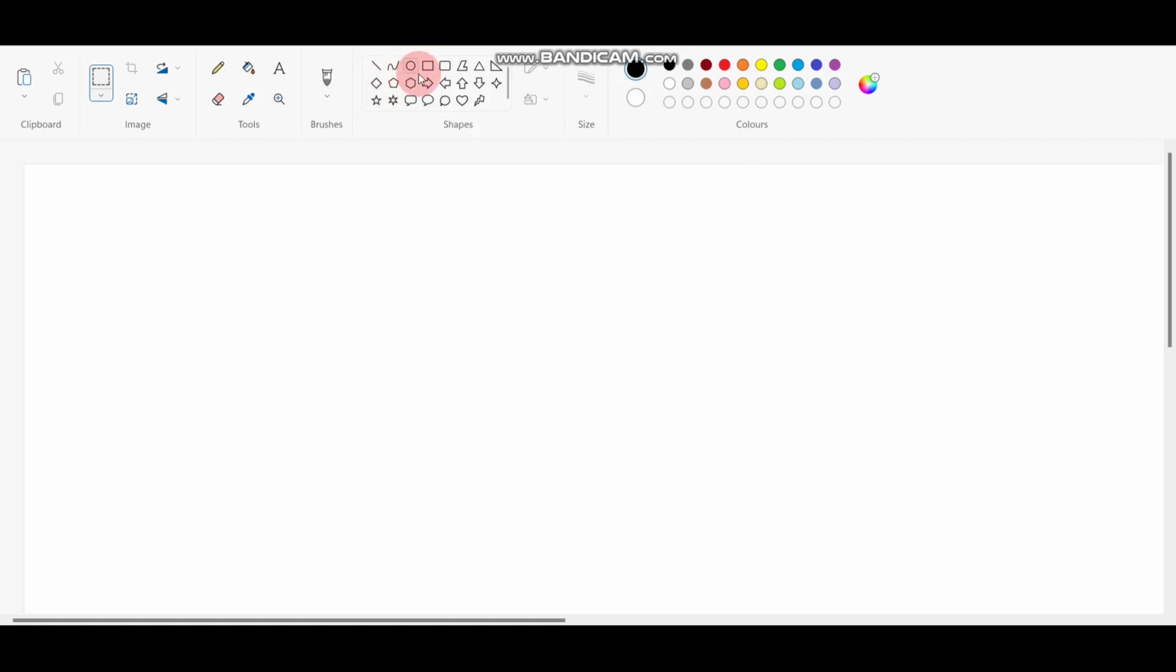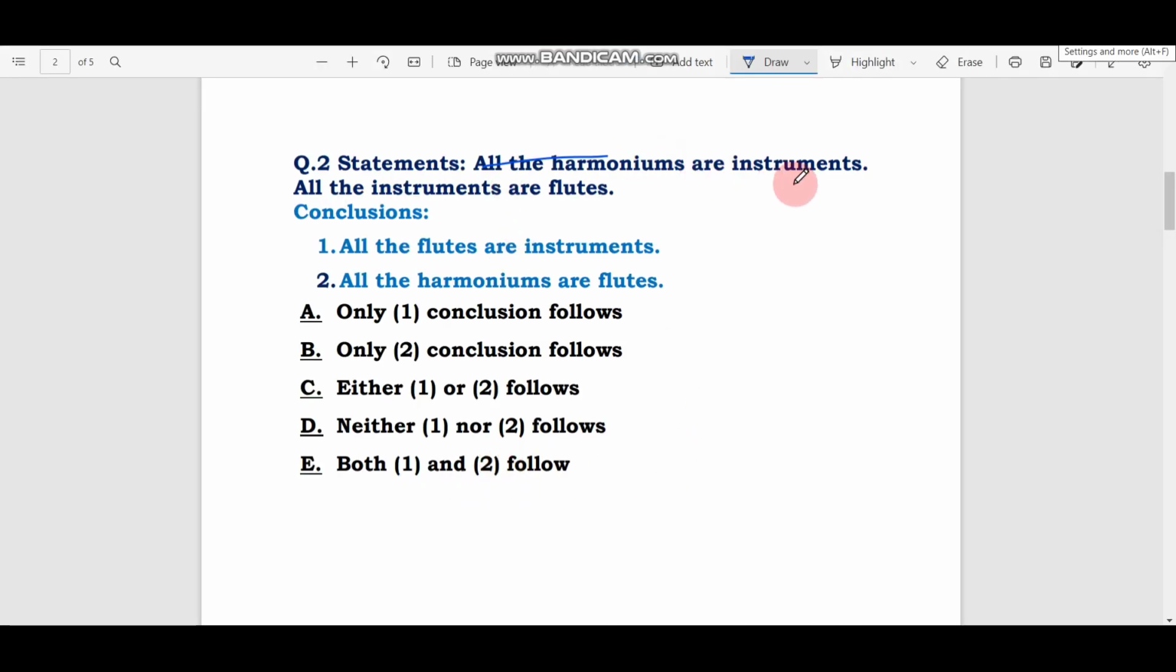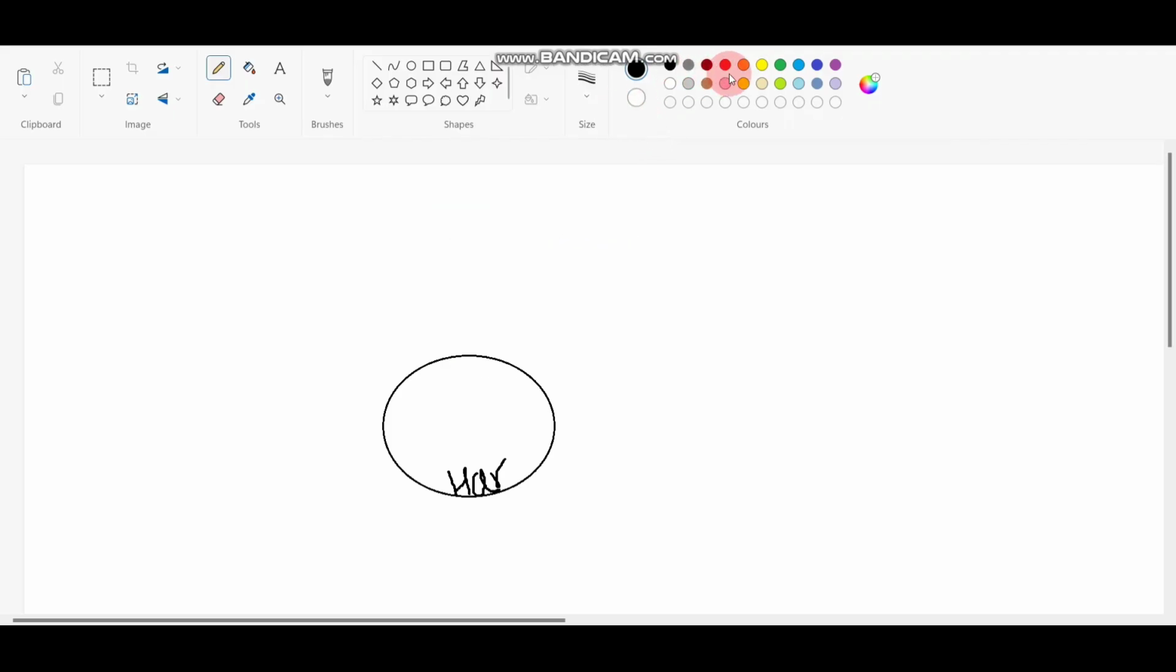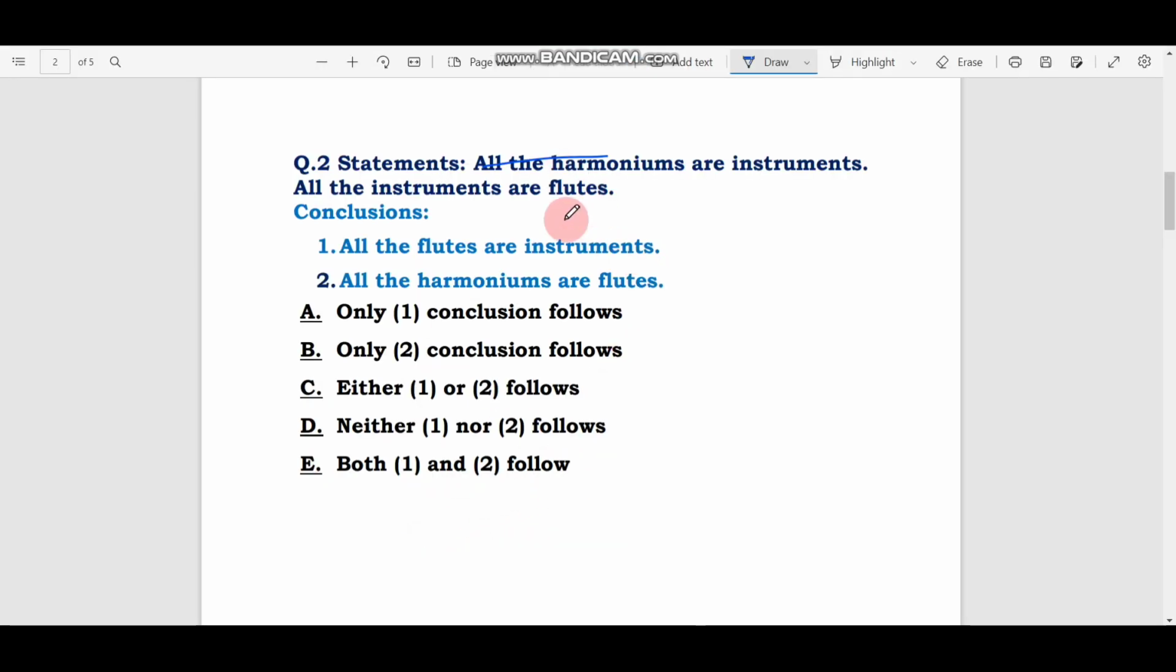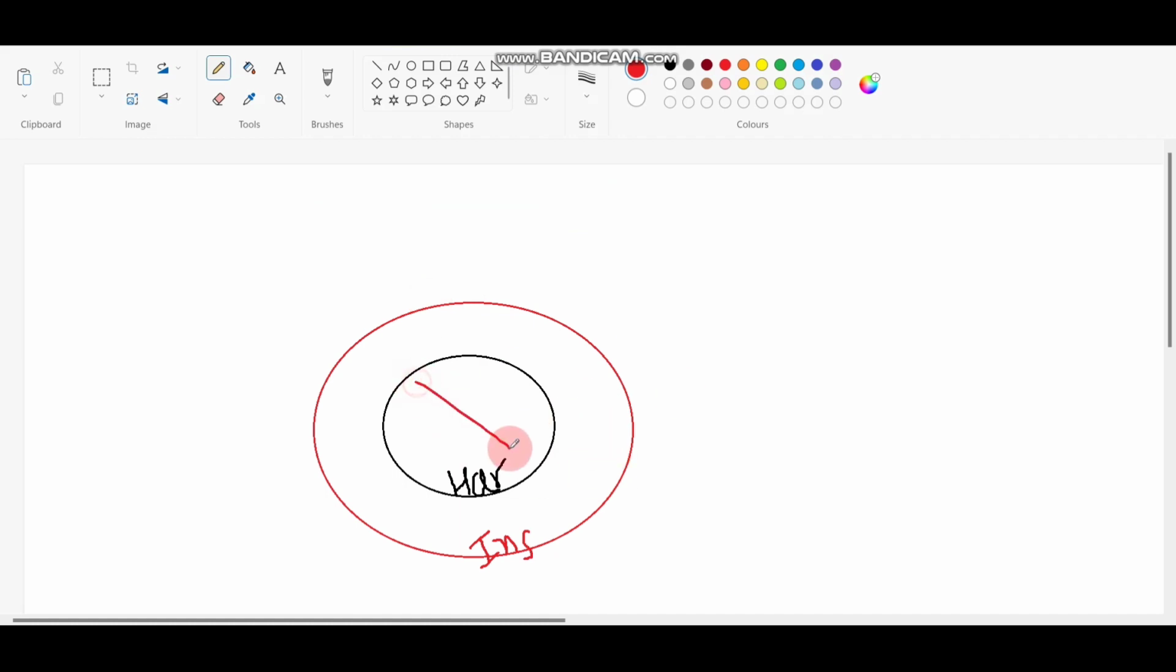So how to draw this? Suppose this is the harmonium. First, let's write it so that there is no confusion. All the harmoniums. Okay, so this is the harmonium, and the second one is instruments. This red circle indicates the instrument, so I'll just write INS. So this is the Venn diagram of all the harmoniums are instruments.